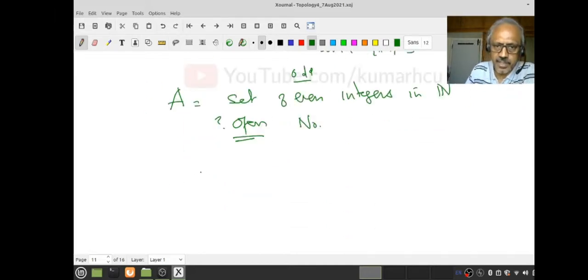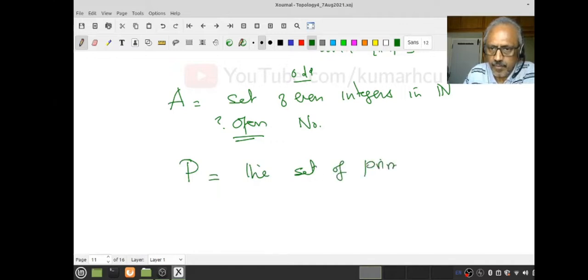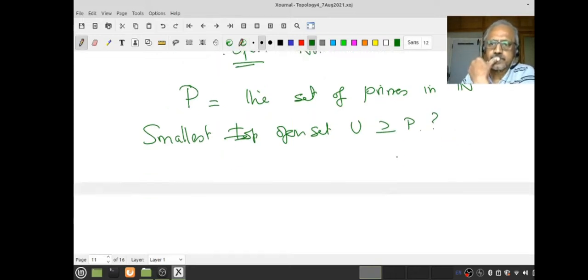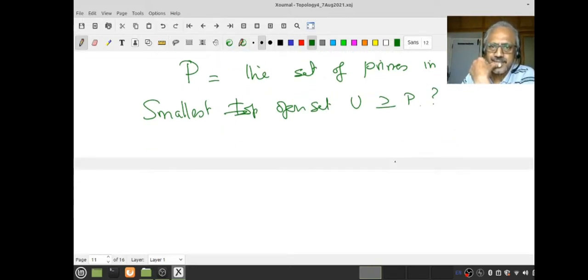Now let me ask the last question. Suppose P is the set of primes in N. So what is the smallest open set U that contains P? That's a question. It's a very easy question if you think carefully.